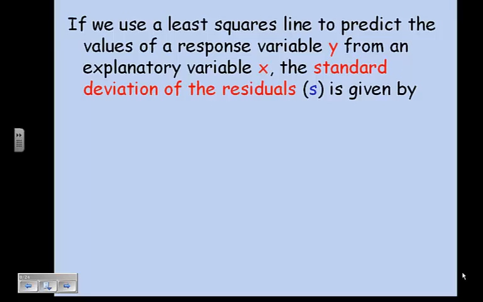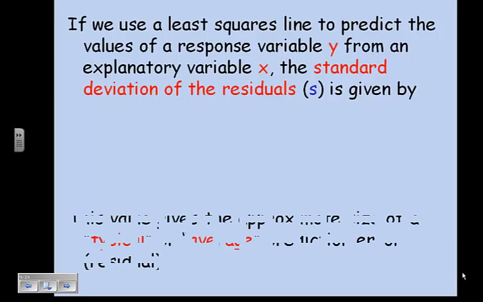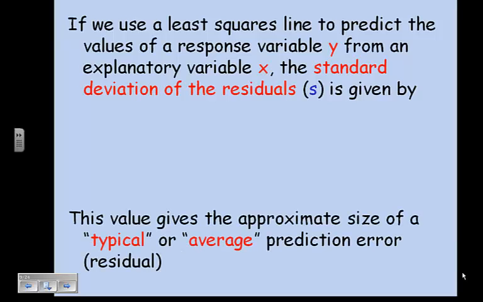Alright, so if we use a least squares line to predict the values of a response variable, then we can also calculate the standard deviation of those residuals. So we have this big long column of residuals. We can calculate the standard deviation of those residuals using our standard deviation formula. It's the same formula that we learned a couple of chapters ago, and we would just calculate the residual standard deviation. The reason we do that is because it will give us the approximate size of a typical or average prediction error. So we'll say, on average, how far off are we?